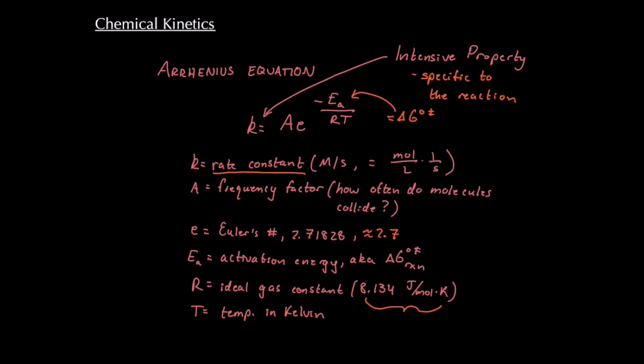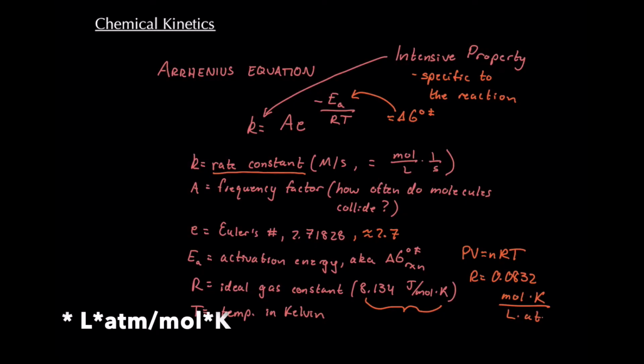Now we can also see this in other equations such as PV equals nRT, dealing with our ideal gas law, where R is 0.0821, and this will be in units of liters times atmosphere divided by moles times Kelvin. Now, finally, we have T, which is our temperature, notably going to be given in Kelvin.